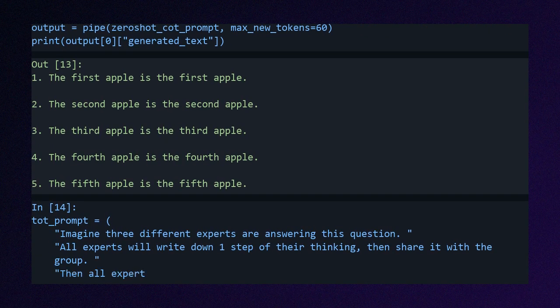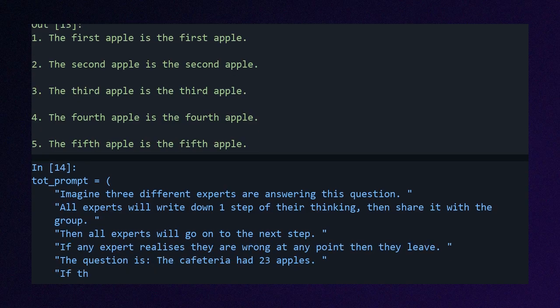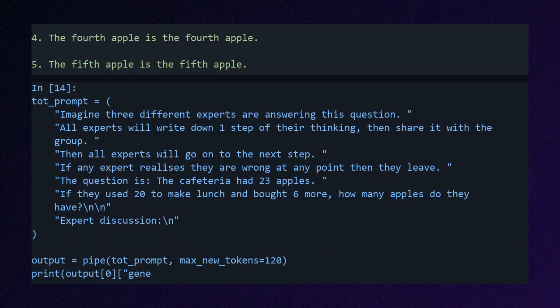We set up the multi-expert scenario as a paragraph, then let the model continue with the simulated discussion. The prompt describes the rules, one step at a time, share with the group, drop out if wrong, and the model generates the deliberation. With GPT-2 the simulation is rough, but the concept is clear. With an instruction-tuned model this produces remarkably coherent multi-perspective reasoning that can catch errors a single chain would miss.